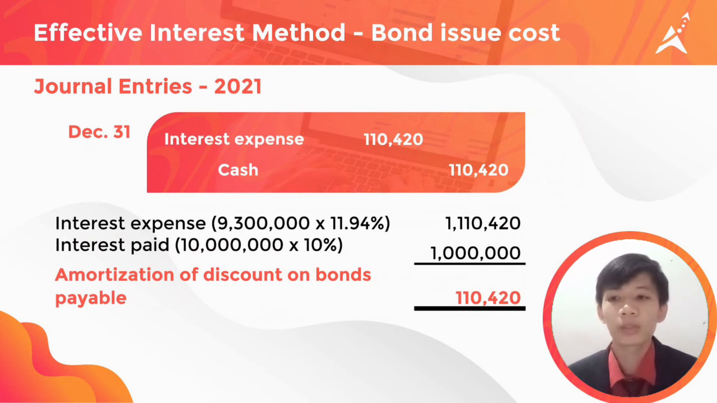And the amortization of 110,420 was computed as follows. Interest expense is acquired by multiplying 9,300,000 net proceeds by 11.94% new effective rate. The result is 1,110,420, and the interest paid is acquired by multiplying the principal by 10% nominal rate, which is equal to 1 million. Then we deduct the interest paid from the interest expense. We get the amortization of discount on bonds payable, which is equal to 110,420.